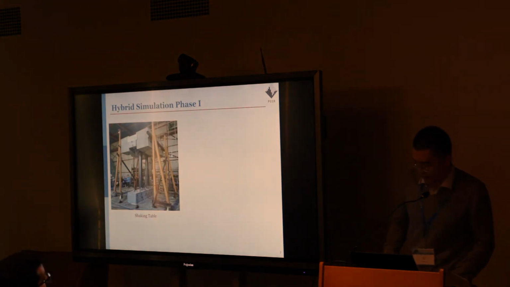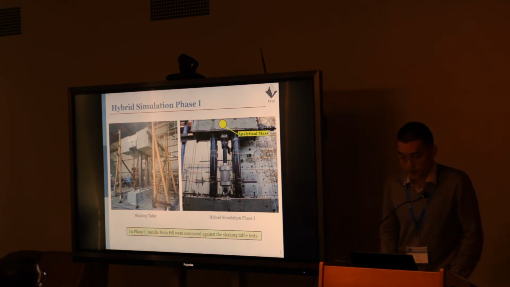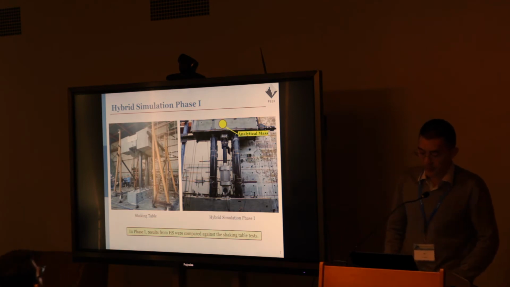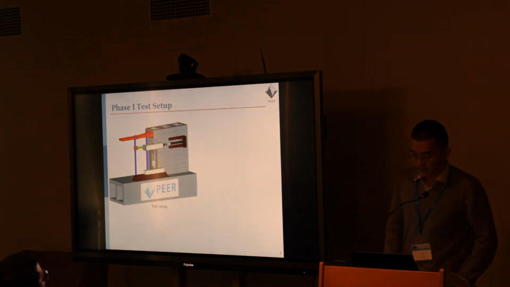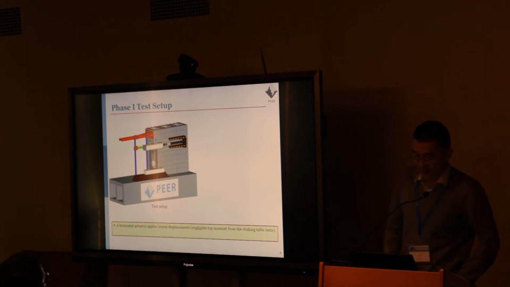So in phase 1 of our hybrid simulation, the mass blocks were removed and replaced by the analytical mass modeled in the computer. Our goal in phase 1 is to compare the results from the hybrid simulation against the results from the shaking table test. And here is the test setup. We have a horizontal actuator that applies the horizontal displacement. This is because from the shaking table test results, we found that the top moment at the cap beam level is negligible, so that's why we decided to apply only the displacement instead of applying both the displacement and the moment.